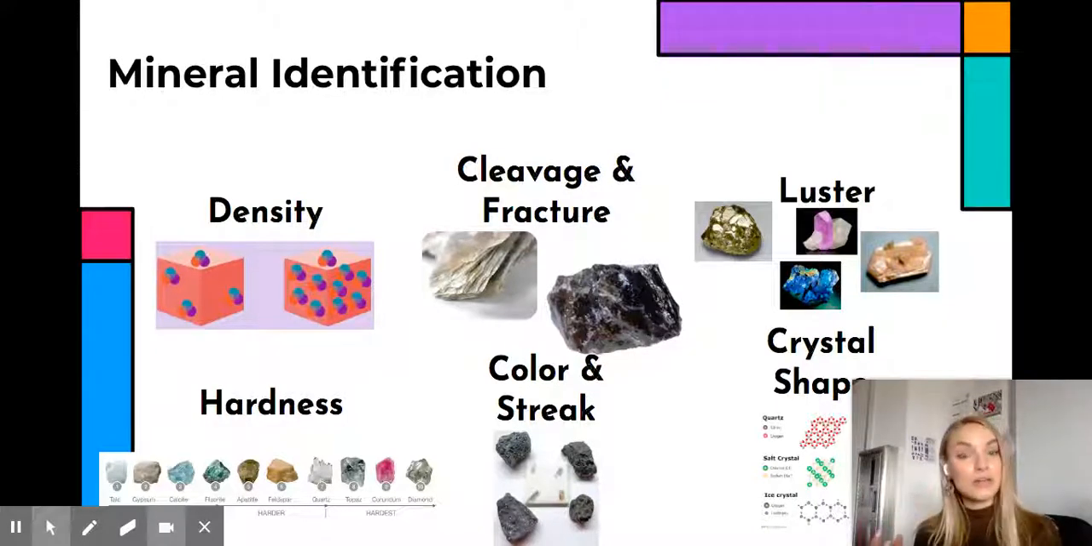You can then test its color and streak. Look at its colors, and if you find that it has a very unique color, again, you can look in a reference book and find out if that can give you any information. Or you can test its streak. You can grab a plain white unglazed porcelain tile and leave a streak on that tile to see if you can observe any unique color there. You can look at its luster, and you can look at its crystal shape. And by observing and recording observations about each of these 6 different properties, you can find out what the identity of a particular mineral is.